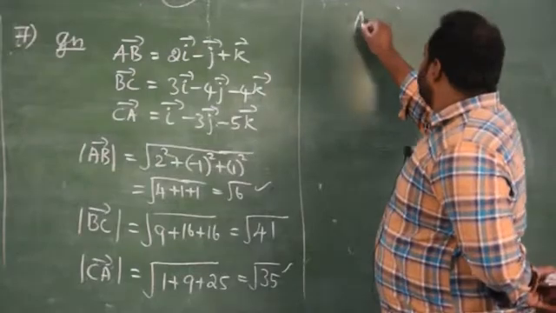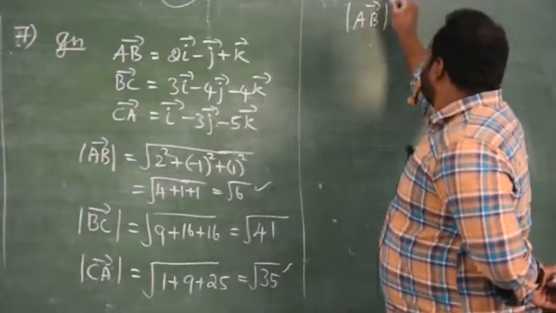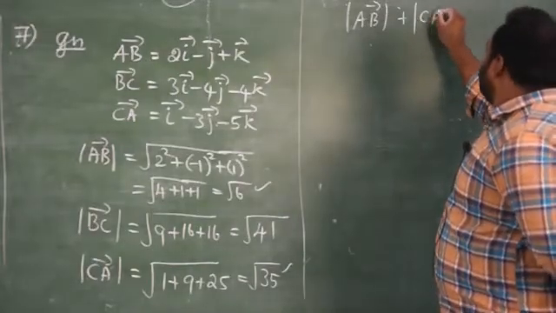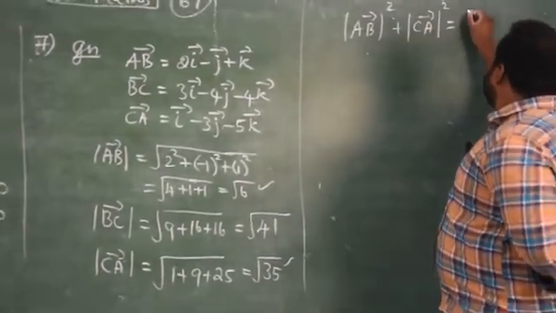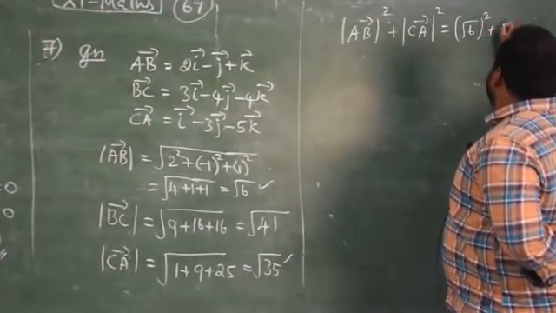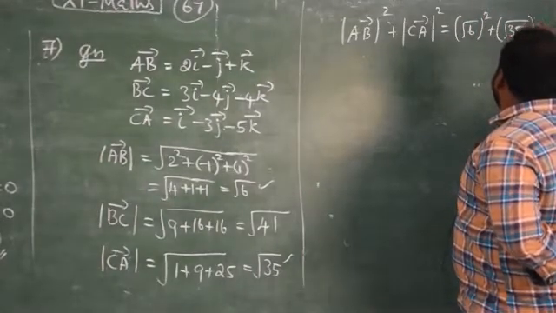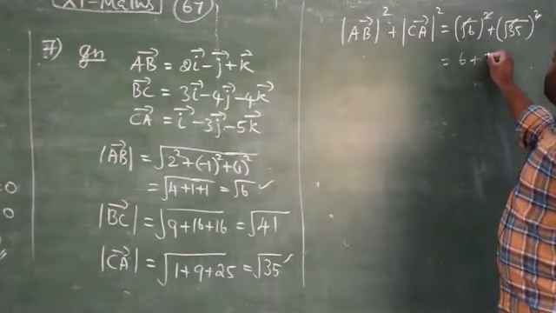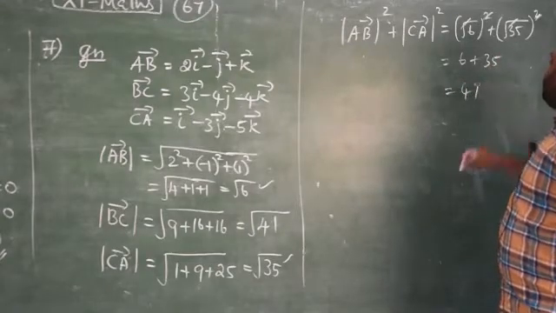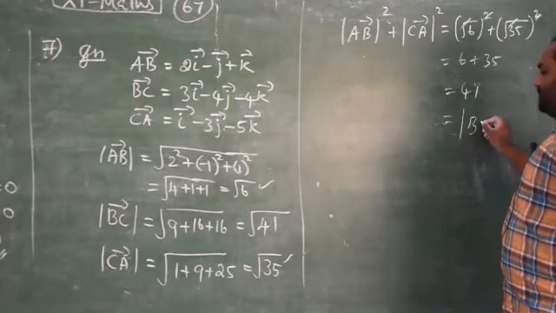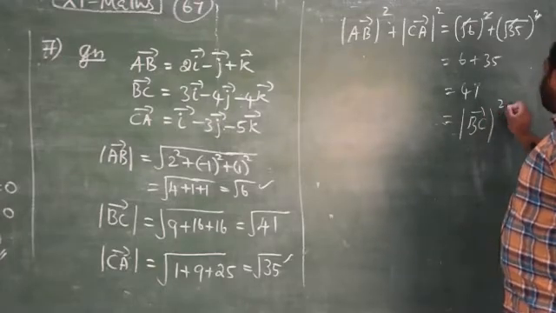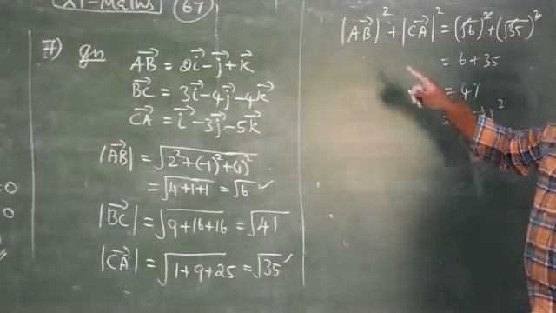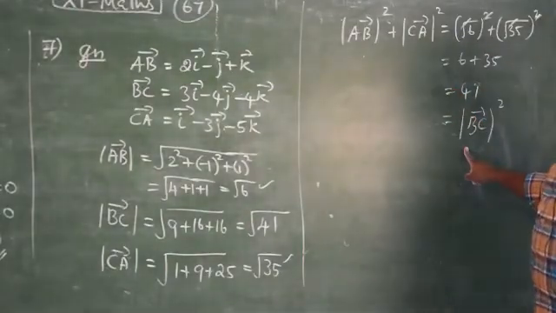So what I am going to do is modulus AB square plus modulus CA square. Root 6 whole square plus root 35 whole square. The root and square will cancel, so 6 plus 35, and I am getting 41. This is modulus of BC square. If you square BC, you will get 41. So it is satisfying the Pythagoras theorem.